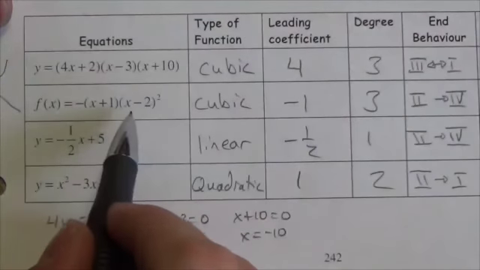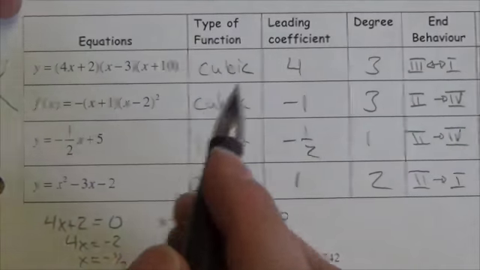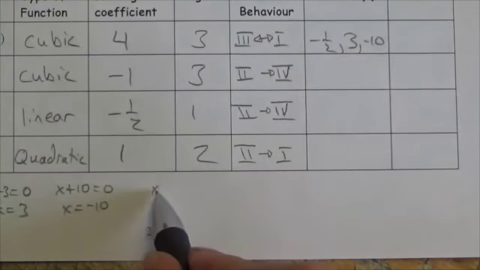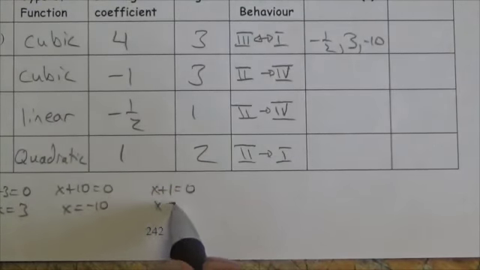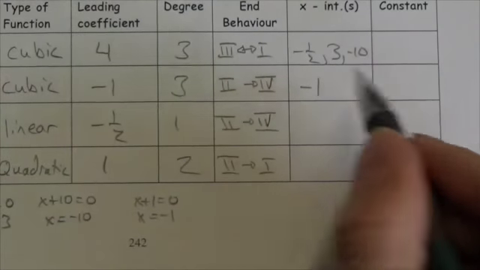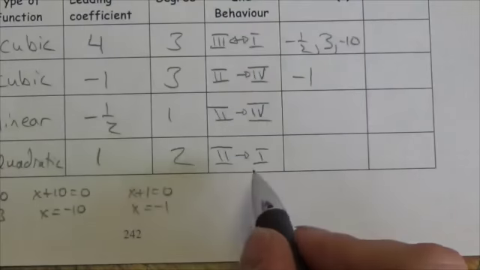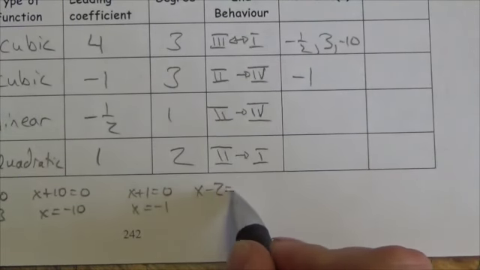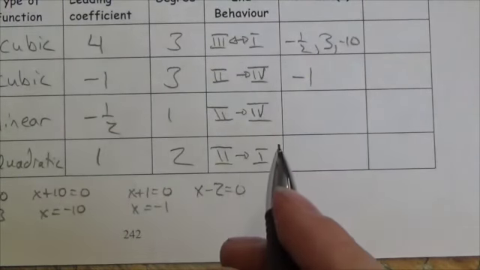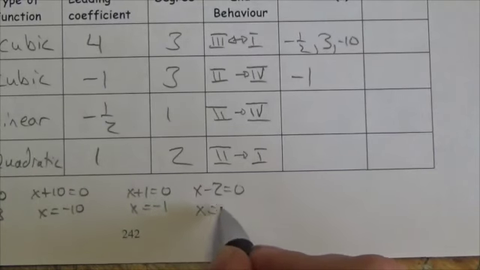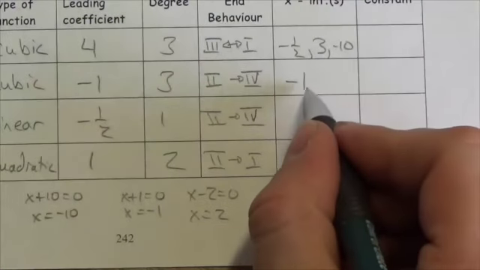For this one right here, I've really only got the two terms, so that's going to go to 0 when x plus 1 is equal to 0, and that's going to be negative 1. That other factor here was x minus 2, and that'll become an x-intercept when x minus 2 is 0, or where x is equal to 2.